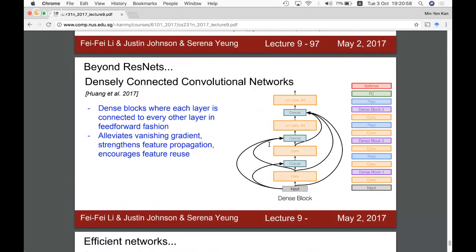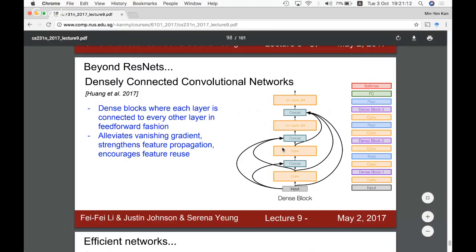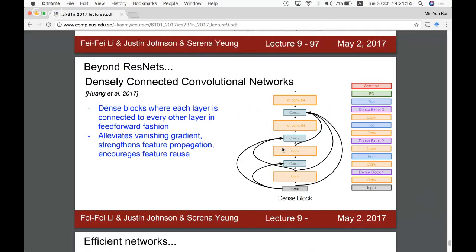Another paper moving on from ResNet is the densely connected convolutional network. The intuition behind it is that you have a network where each and every layer is connected to every other layer in a feed forward fashion. It alleviates the vanishing gradient, strengthens feature propagation, and encourages feature reuse.